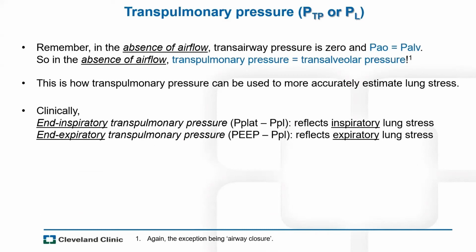So clinically, how can we use this? So clinically, if we have esophageal balloon, we can do 2 things. So we already know how to measure plateau and PEEP, right? All we need to know is pleural pressure. We can estimate that with the esophageal balloon. So when we check the pleural pressure at end inspiration, like we check plateau pressure, we can then calculate plateau minus end inspiratory pleural pressure. That would reflect inspiratory lung stress. The same thing if we check the end expiratory pleural pressure and we do PEEP minus end expiratory pleural pressure, that value would reflect expiratory lung stress.